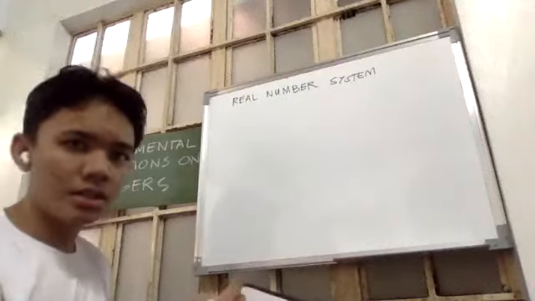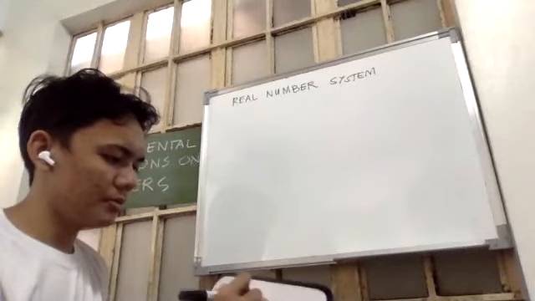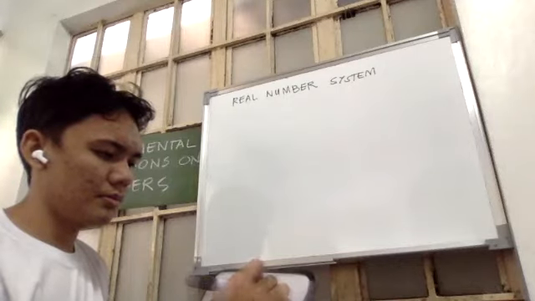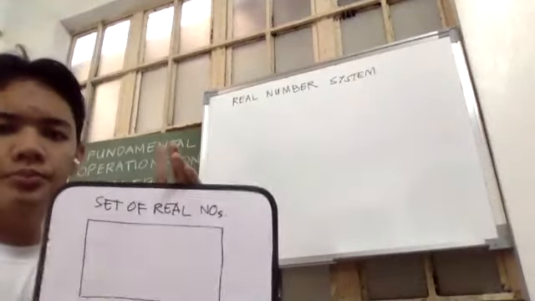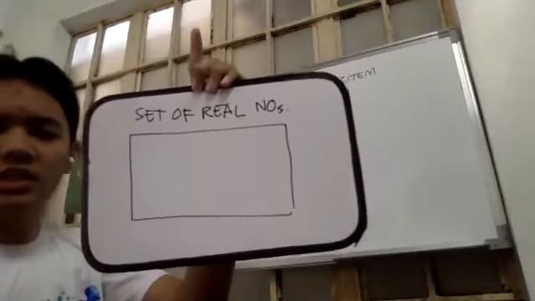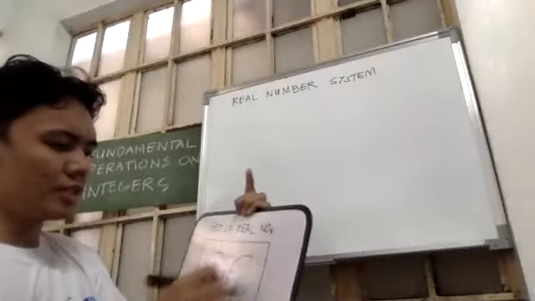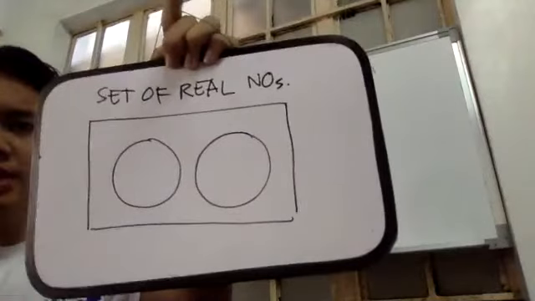this is the set of real numbers. Okay, so I have here yung drawing natin yung Venn diagram ng set of real numbers. So I have here yung rectangle. This means it is the universal set. Siya yung naglalaman ng lahat ng elements. Now I have two circles. Hindi sila overlapping, okay? Hindi sila overlapping. So ibig sabihin wala silang common.